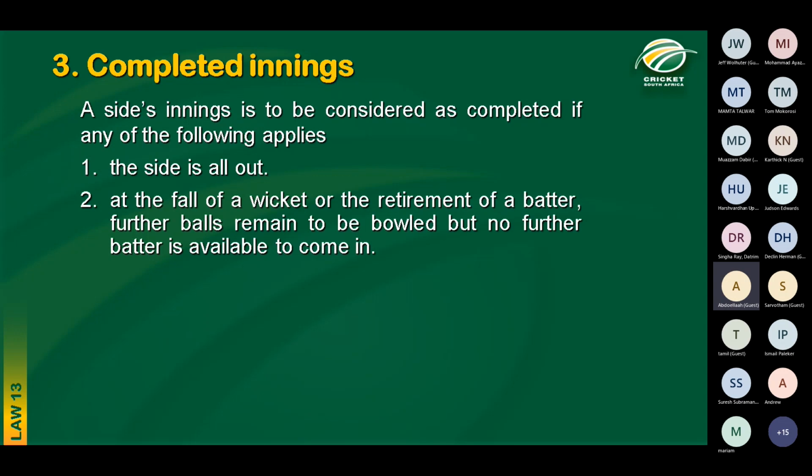Point 2, when is the side's innings also completed? At the fall of a wicket or the retirement of a batter, there are further balls or overs remaining to be bowled, but there is no further batter available to come in. An example of this: in the second over of the game, the opening bat gets bowled on the finger. The opening bat then retires hurt, leaves the field of play. The next batter comes in.